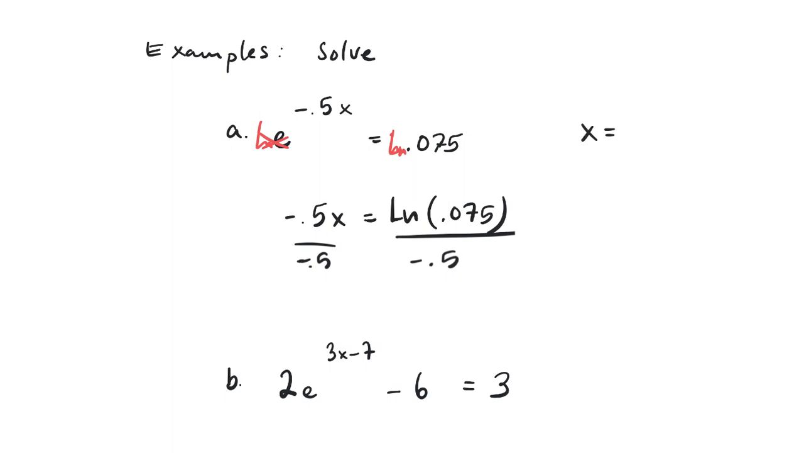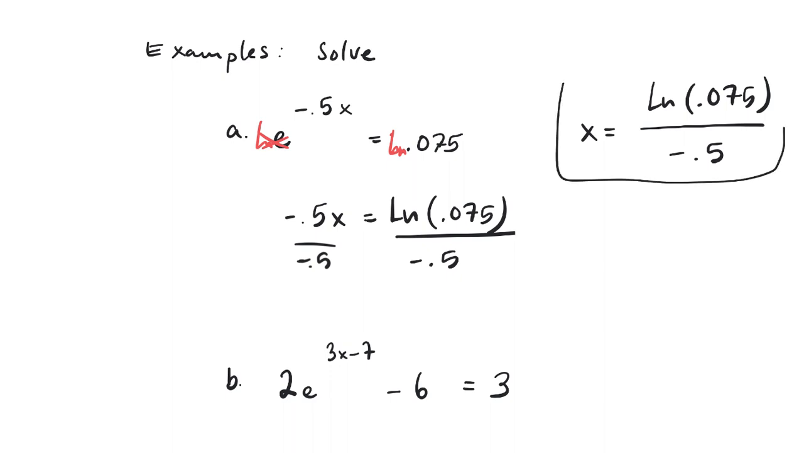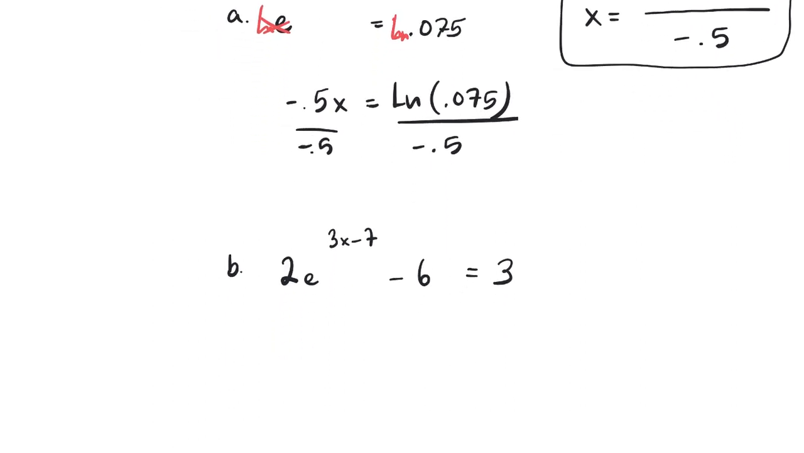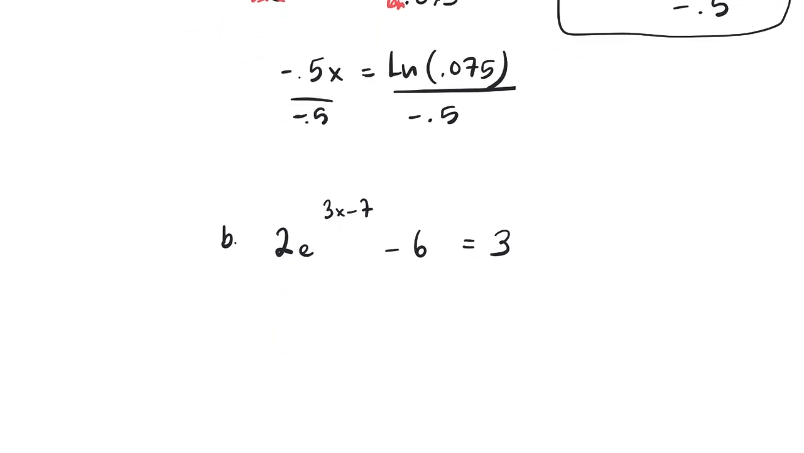So x equals natural log of 0.075 divided by negative 0.5. Okay, so for this one, we have to do a couple of steps before we can use a natural log. Got to isolate the exponential term. It's going to add 6 to both sides.